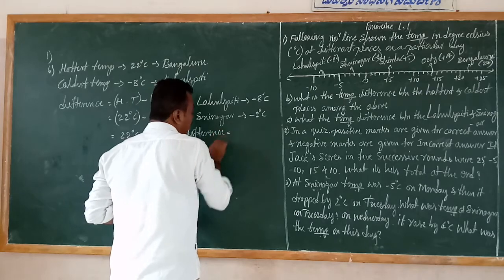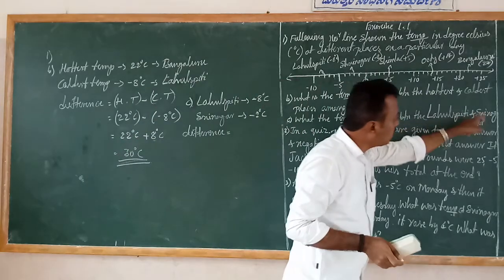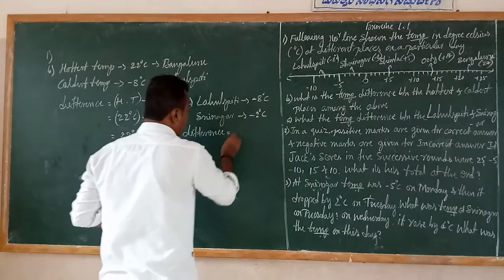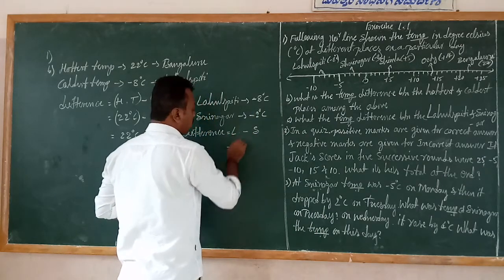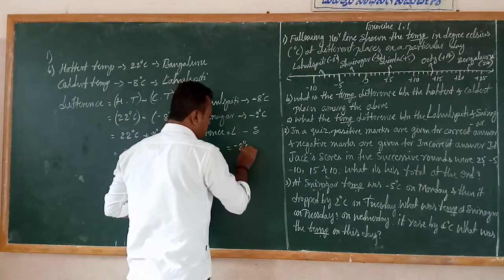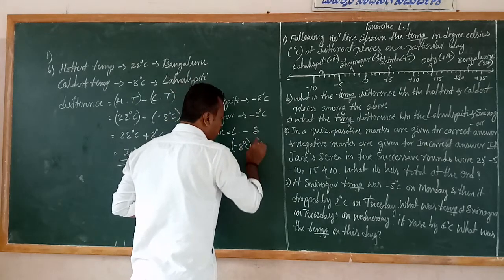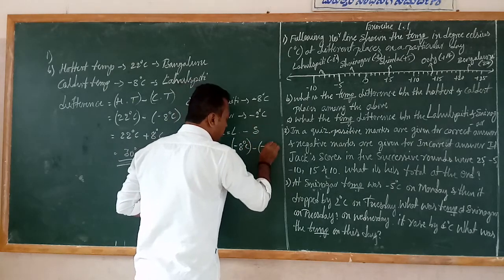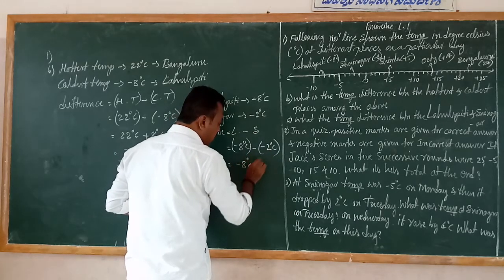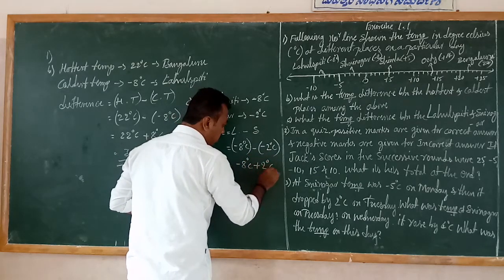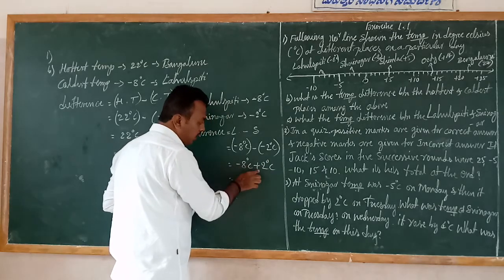Difference. First, what? Halaswamy and Srinagar. First we have to write Halaswamy. Halaswamy minus Srinagar. What is Halaswamy? Minus 8 degrees Celsius, minus of, what is Srinagar? Minus 2 degrees Celsius. Now, minus 8 degrees Celsius minus into minus, plus 2 degrees Celsius.